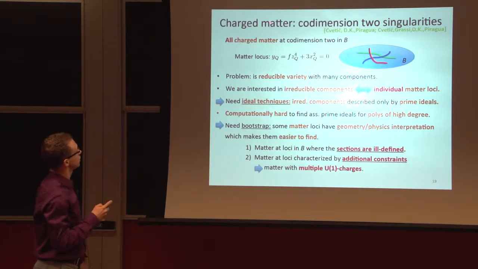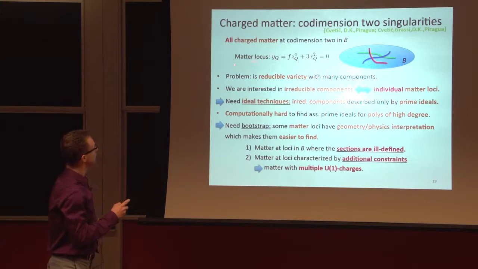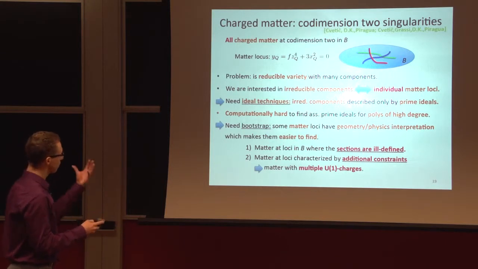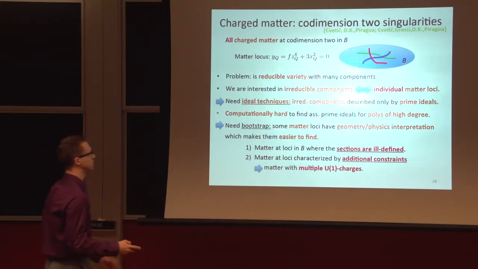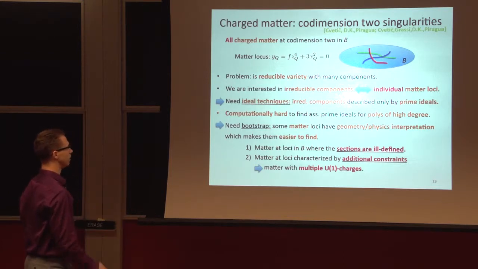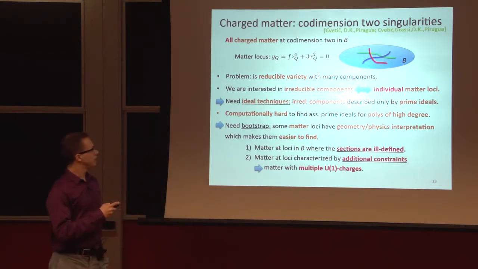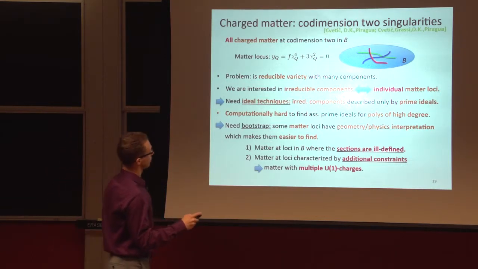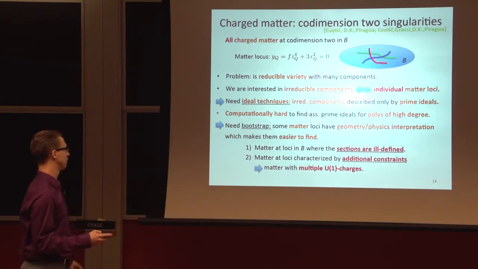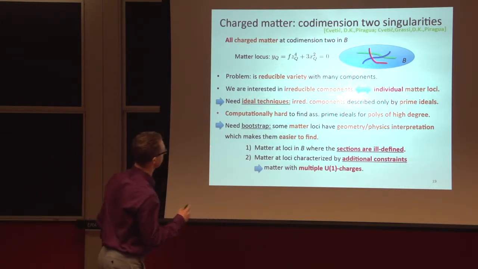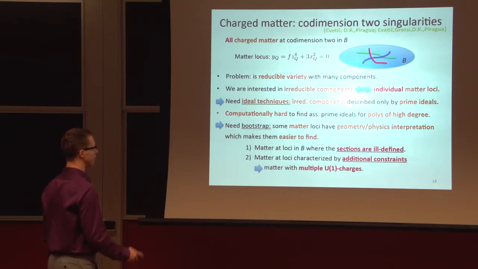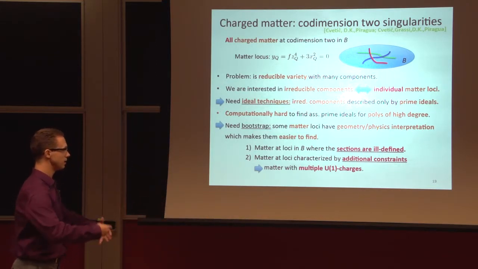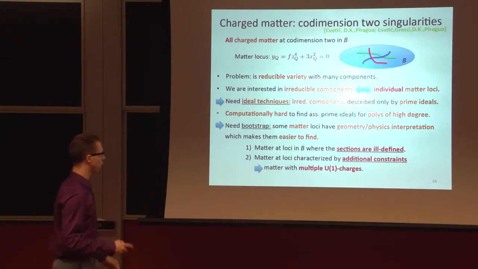So let's continue with working out the physics of these models. Let's look now at charged matter. As I have tried to argue at the beginning, there's charged matter at a certain codimension 2 locus in the base. So the problem is now that this locus is a highly reducible variety with many components in general. However, we are interested in the individual irreducible components of this locus because they correspond to the individual matter loci. And in order to find these irreducible components, we actually have to deal with ideal techniques because these irreducible components are only described in general by prime ideals. So they are not complete intersections, they're described by some complicated ideals.